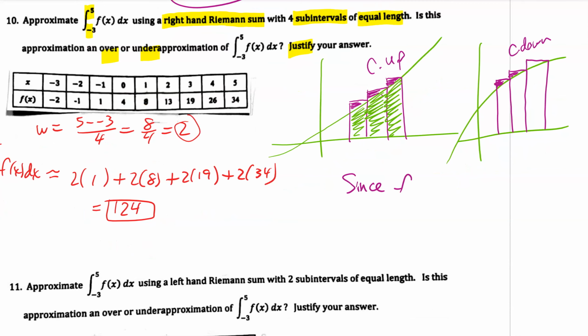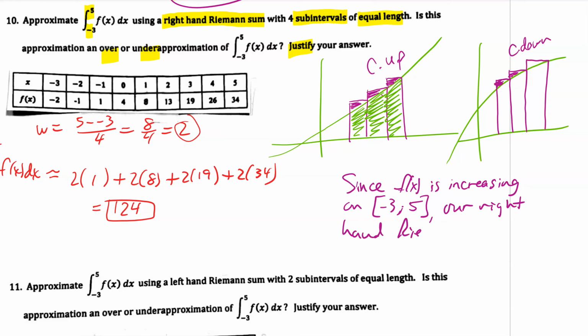Since f of x is increasing, it's not about the concavity, folks. It's the increasing versus decreasing. Since f of x is increasing on that closed interval [-3, 5], our right hand Riemann sum will be an over approximation.